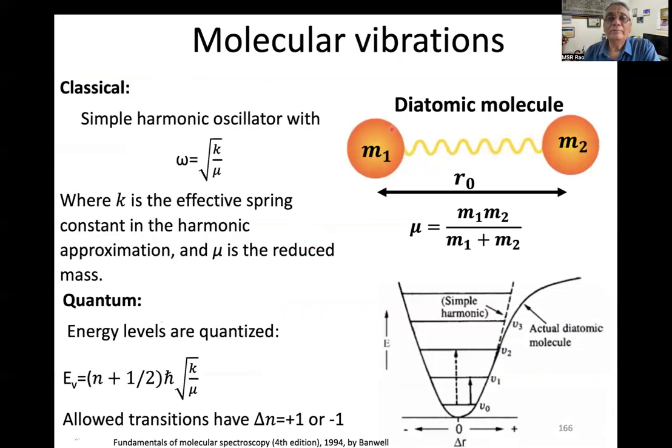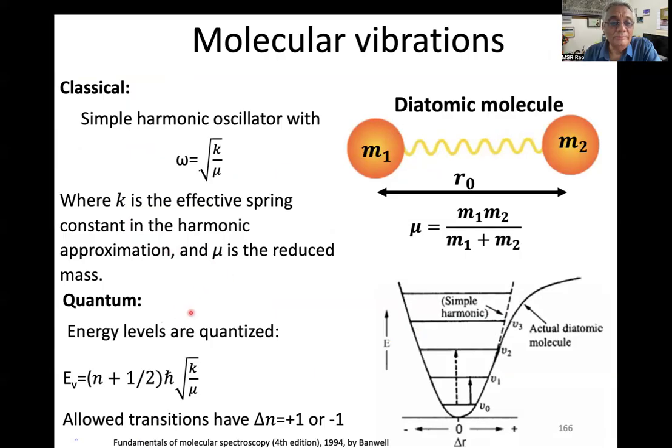Now, if you look at the molecular vibrations concepts, you have a simple harmonic oscillator with omega given as root of K by mu. This is what I mentioned. K is the effective spring constant in the harmonic approximation. We use the reduced mass.